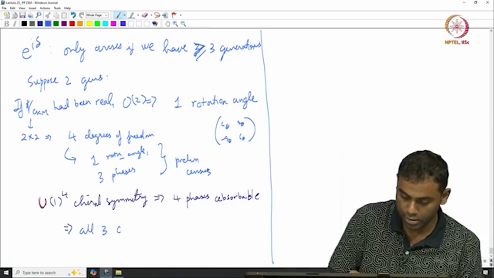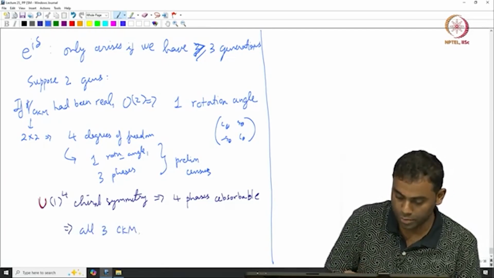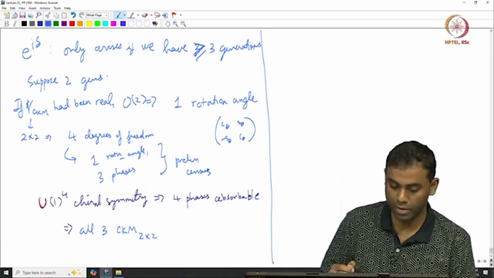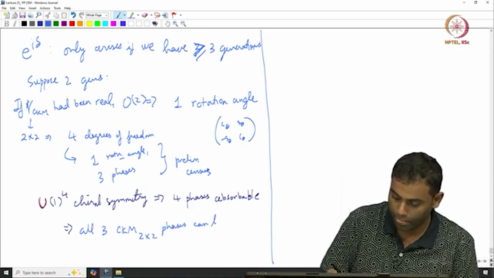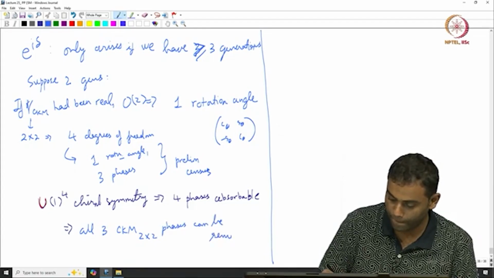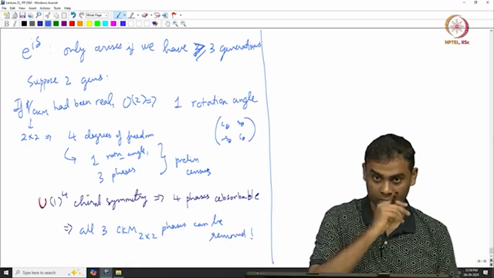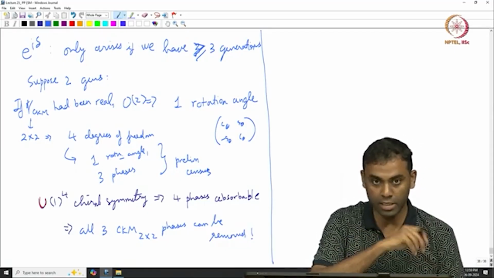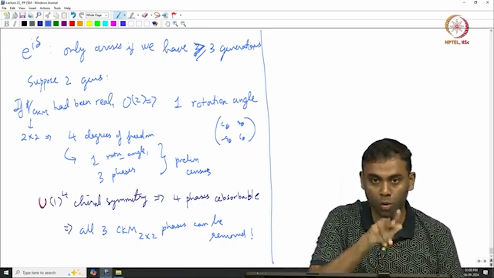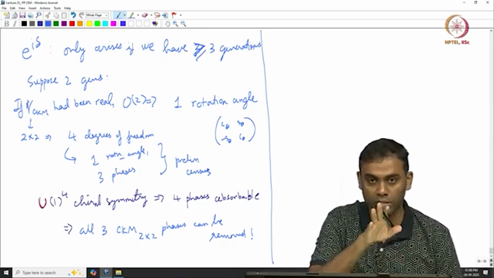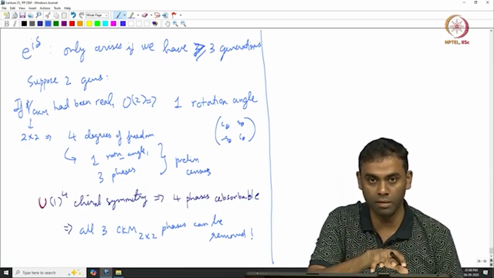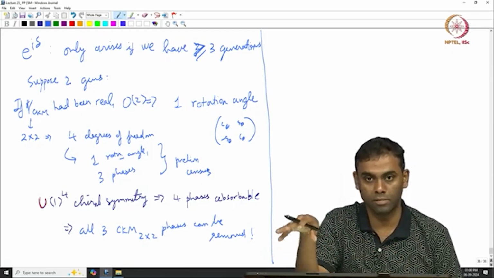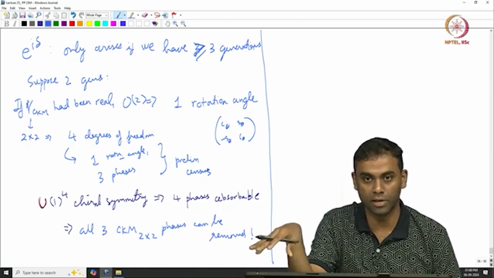all 3 CKM phases, let me put 2 cross 2 just to remind you, can be removed. Agreed? So earlier I had 6 phases in the CKM that may be absorbed, but 1 was still a constraint. So I was still stuck with 1. But now I have 3 phases in the CKM, but 4 freedoms basically in my rephasing.